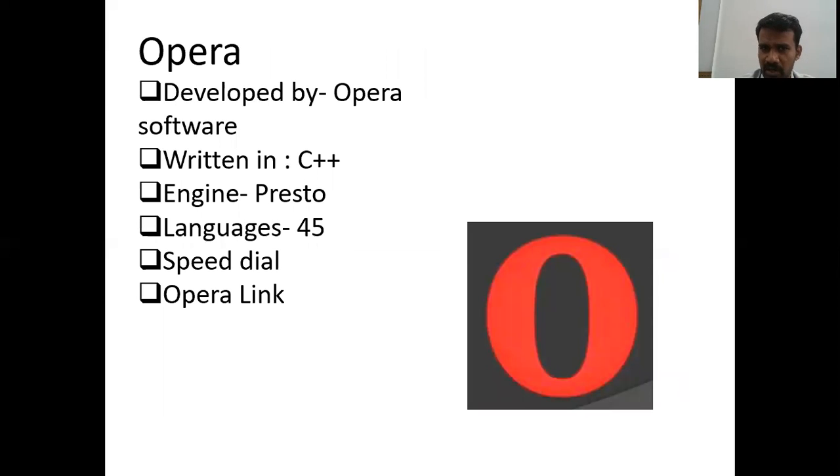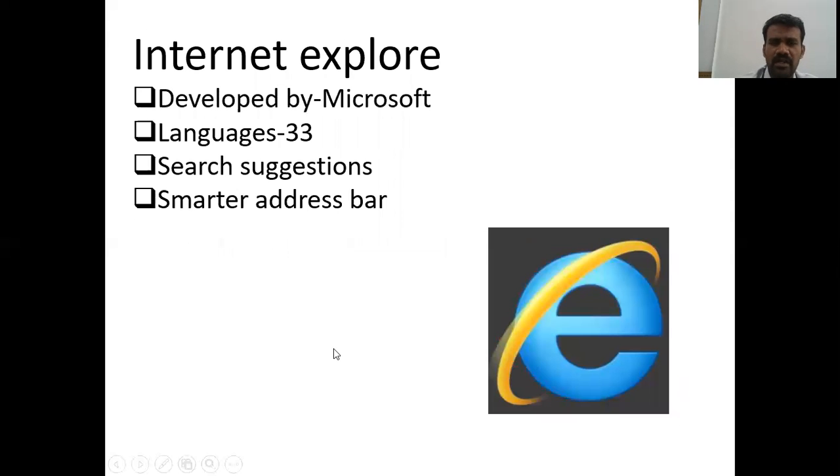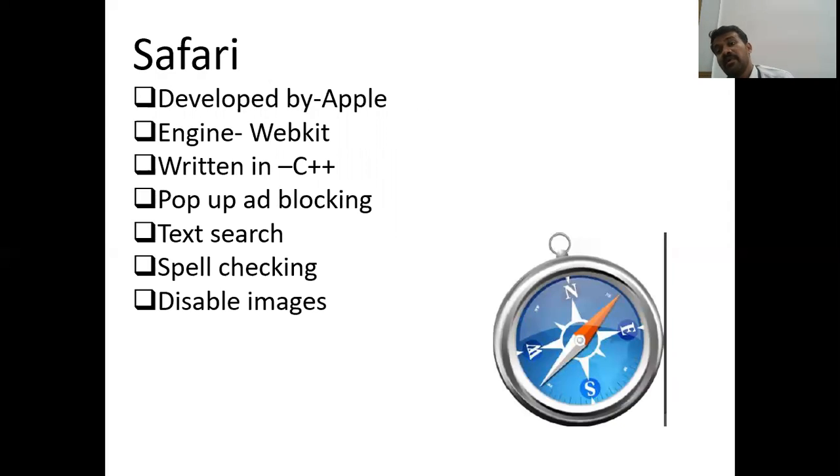Opera is developed by Opera Software, written in C++. The engine is Presto. Features include Speed Dial and Opera Link. Internet Explorer comes with the Microsoft Windows operating system and is developed by Microsoft. Language support is 33, with search suggestions and smart address bars. Safari is developed by Apple. The engine is WebKit, written in C++, with pop-up blocking, text search, spell checking, and disabling of images. These are the functionalities available.